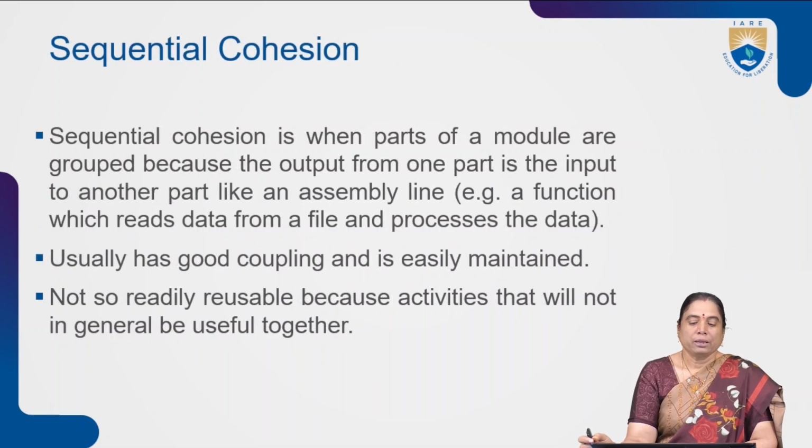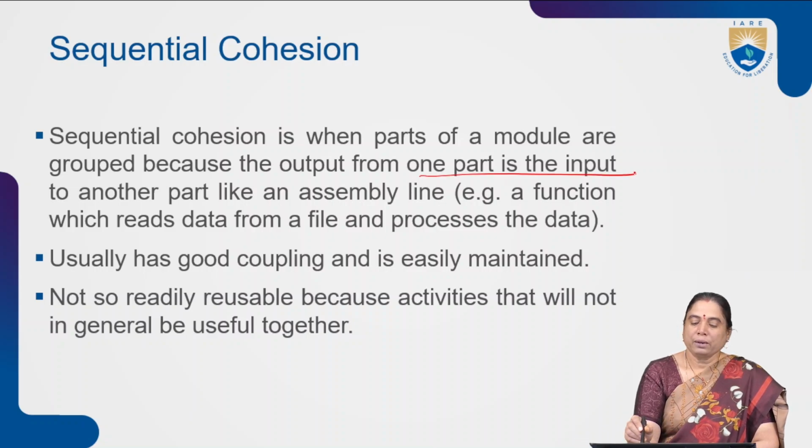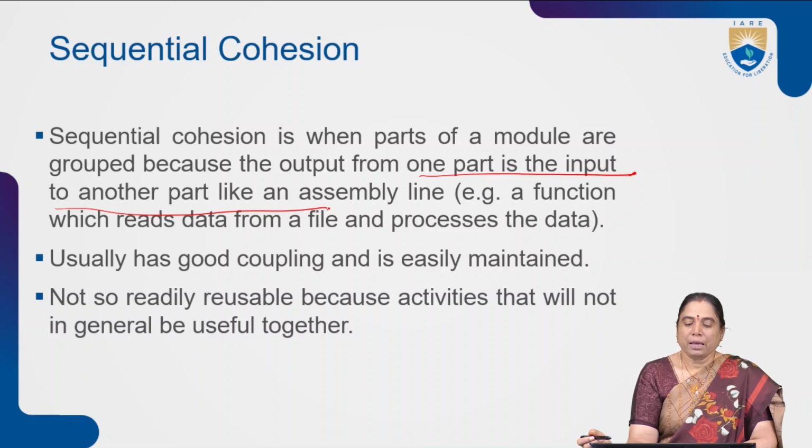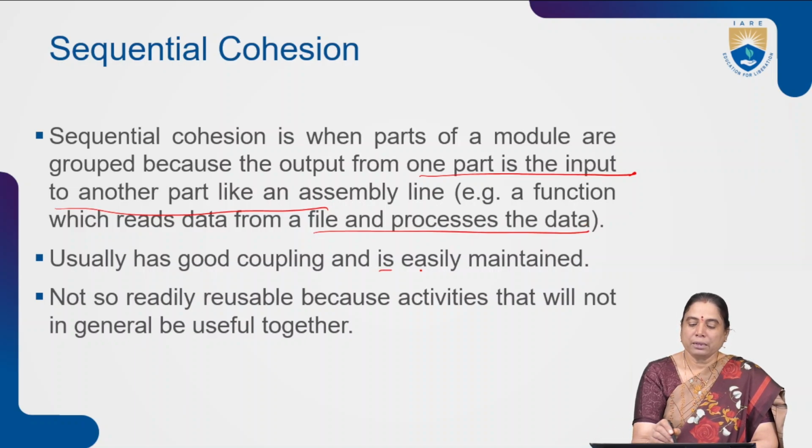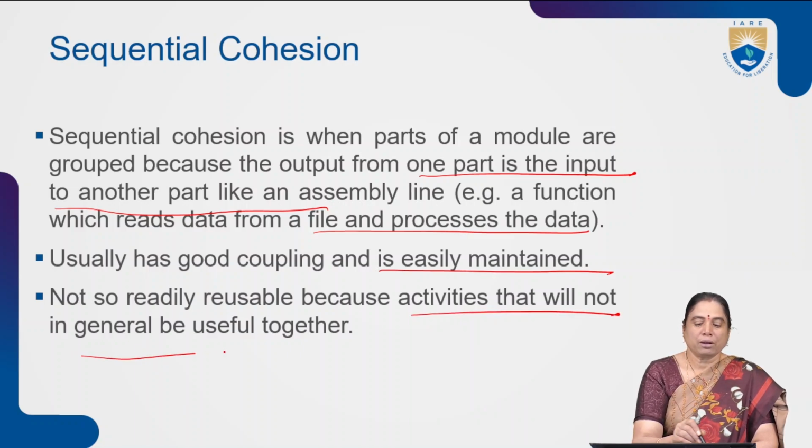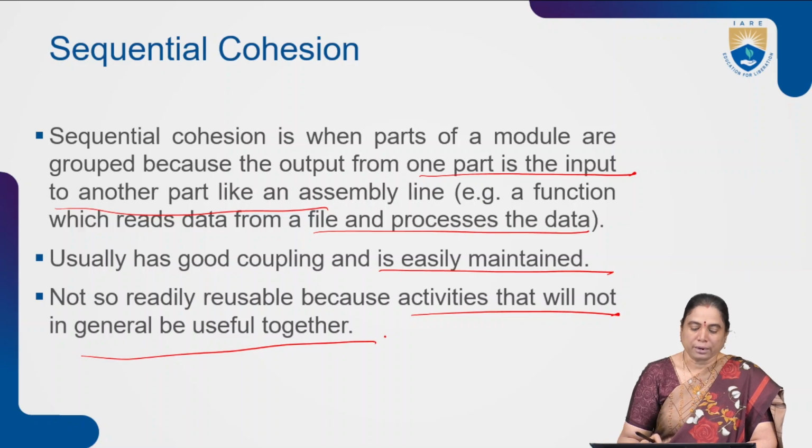Sequential cohesion is when the parts of a module are grouped because the output from one part is the input to another part, like an assembly line. An example is a function which reads data from a file and processes the data. It usually has good coupling and is easily maintained, but is not so readily reusable because the activities are not useful together.